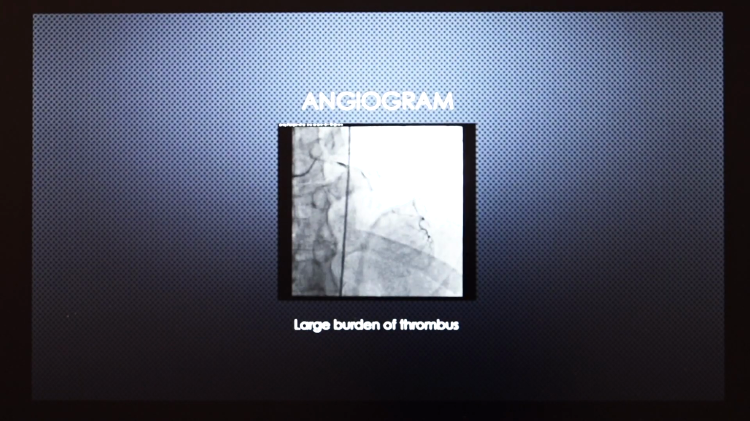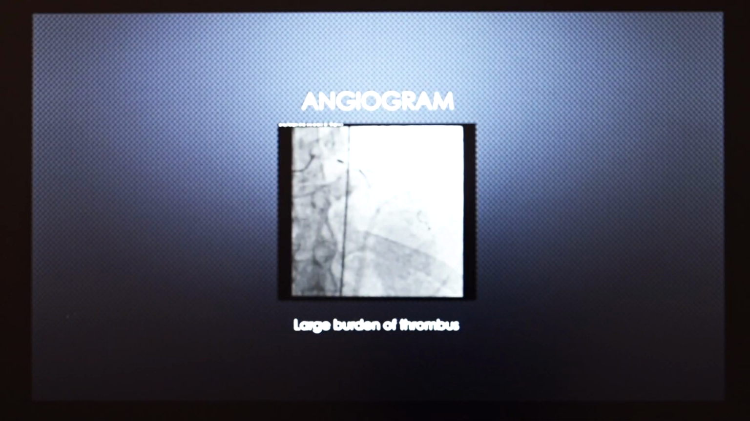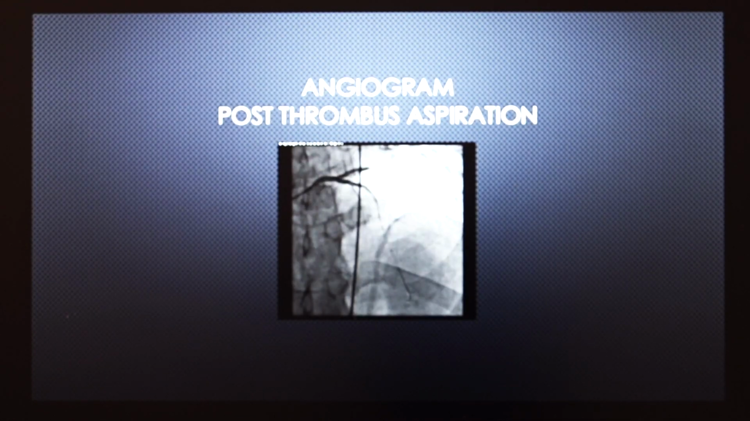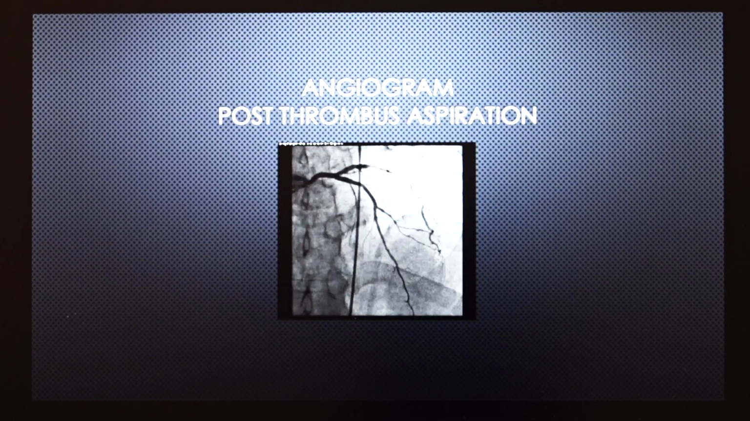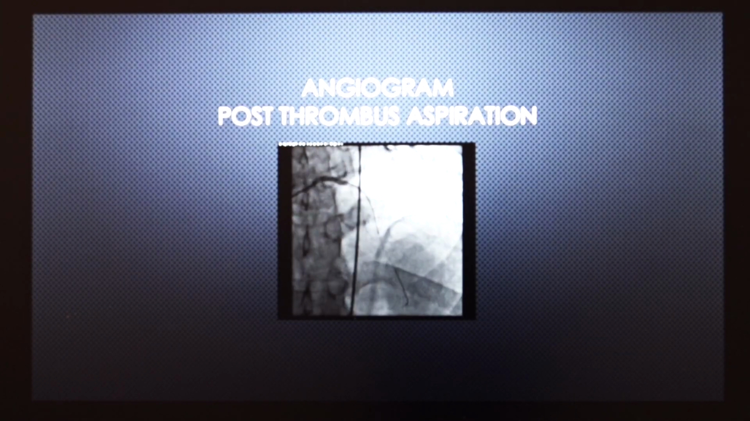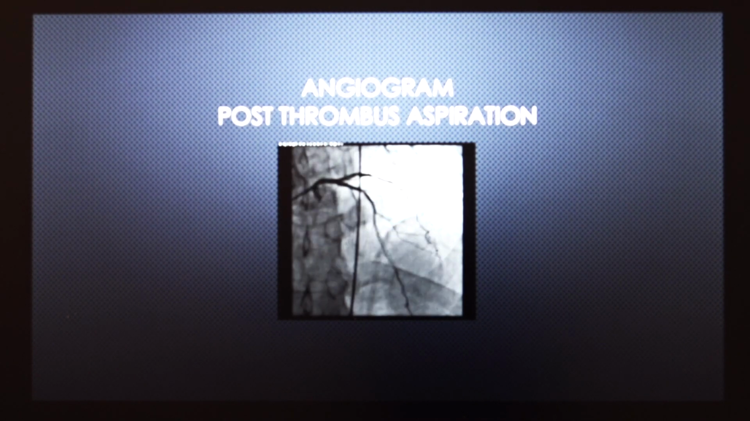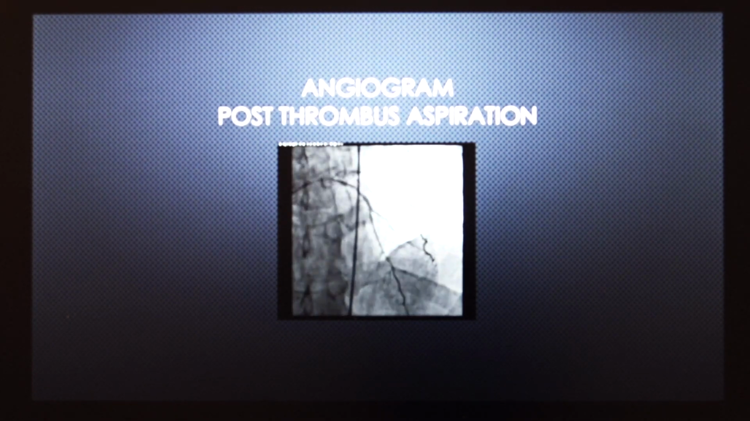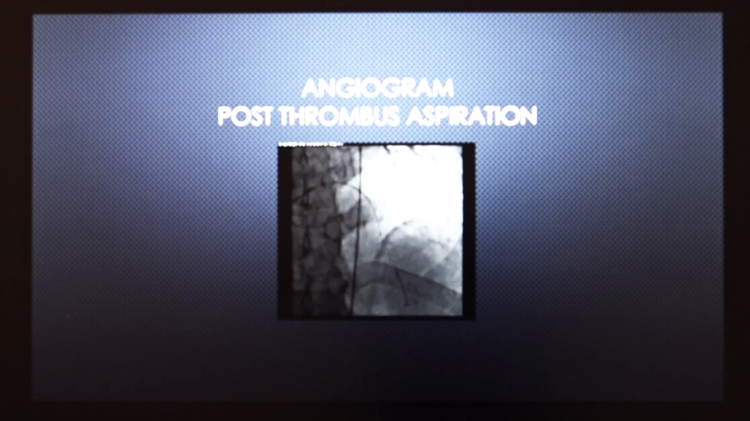He was taken emergently to the cath lab, and as you see in the angiogram, there is a large amount of thrombus in the LAD and in the diagonal. This is the angiogram after the thrombus aspiration. As you see, we have an excellent result. No stent was placed. And we were wondering, what should we do about this gentleman?